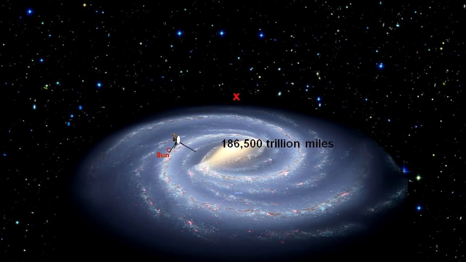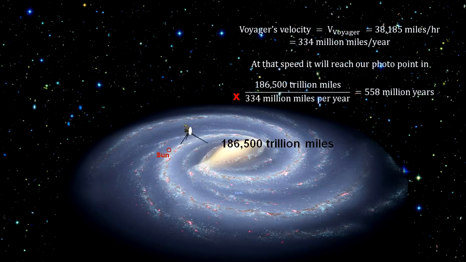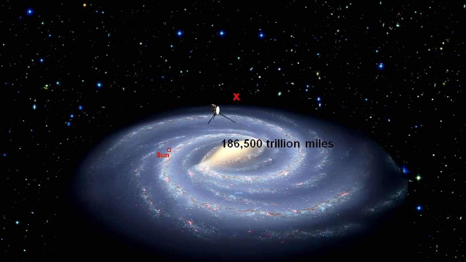Voyager 1 left on its journey in 1975 and is traveling at 38,185 miles per hour. It has already gone 12 billion miles. If we aim it at the photographic point at its current velocity, Voyager won't reach this point for another 558 million years. If some future generation were to ever take such a picture, they would see our entire solar system as little more than a single pixel.